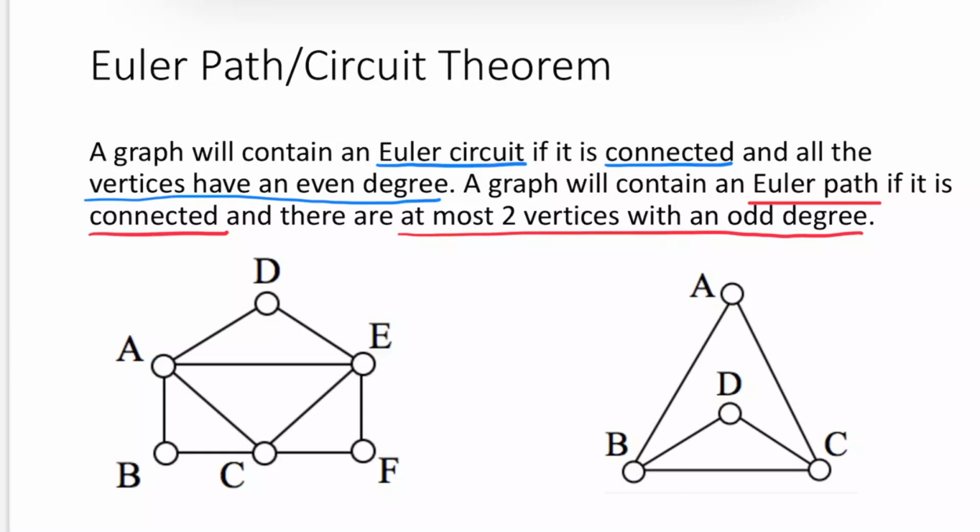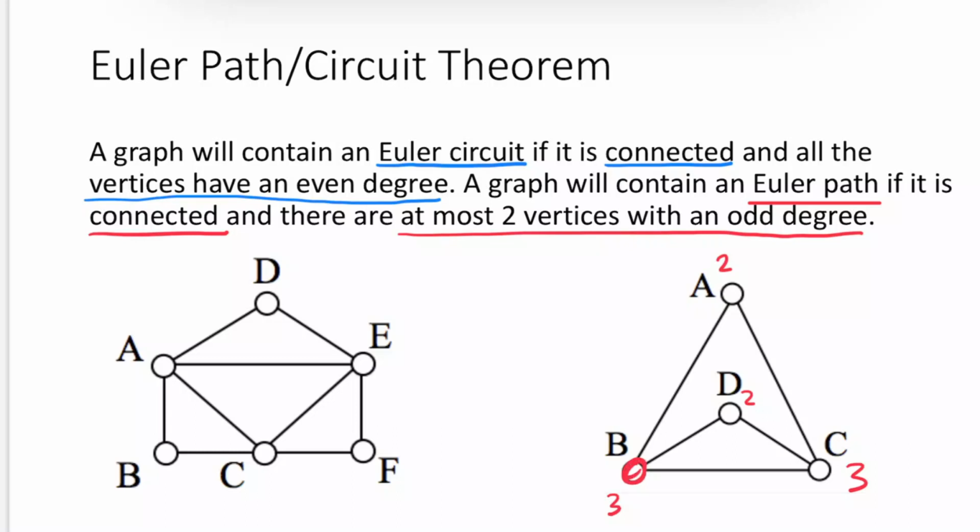So for example, if we look at this graph, the degree of vertex A is 2, the degree of vertex C is 3, the degree of D is 2, and the degree of B is 3. And so let's say that I start my path at B.